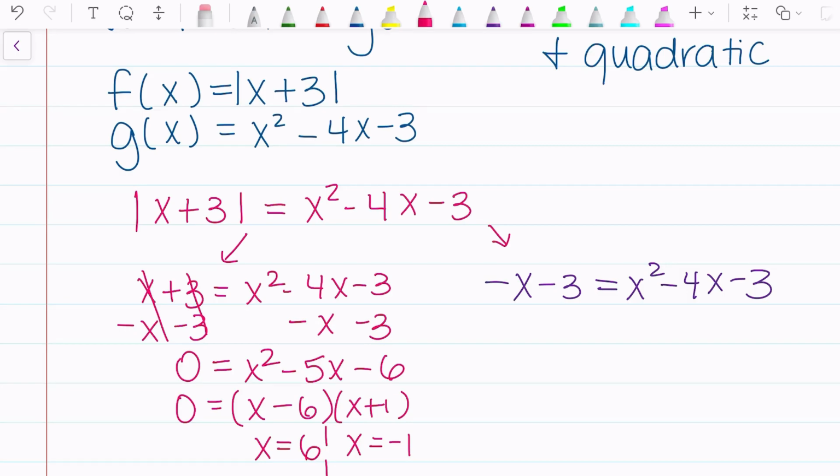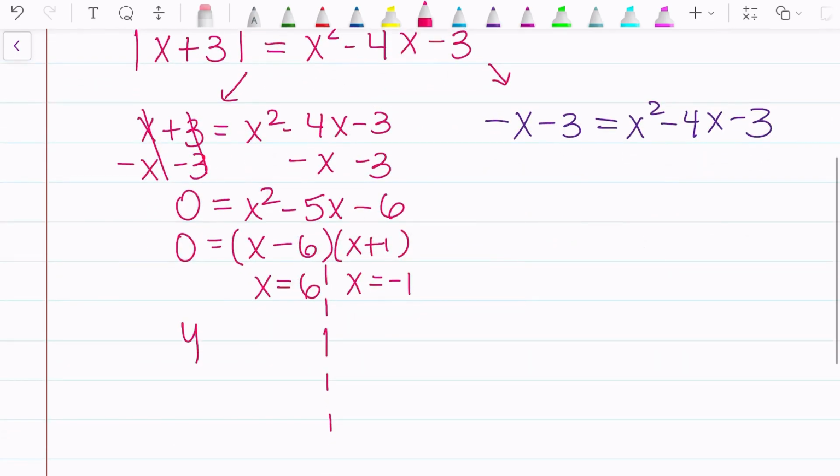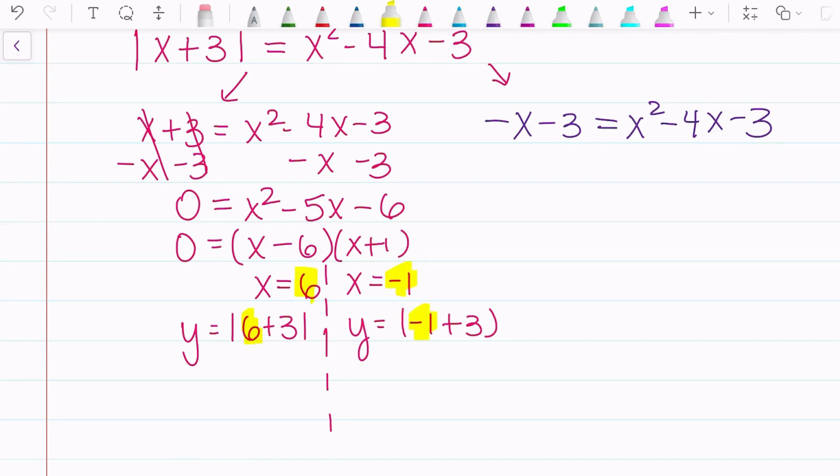So f of x is the absolute value of x plus 3. So to find y, I'm going to do the absolute value of x plus 3, and I just plugged what my x was in for x. So my first y value is the absolute value of 9, which is 9, and that ordered pair would be 6, 9. Over here, I would have the absolute value of negative 1 plus 3. That would be 2. And so my ordered pair would be negative 1, 2.